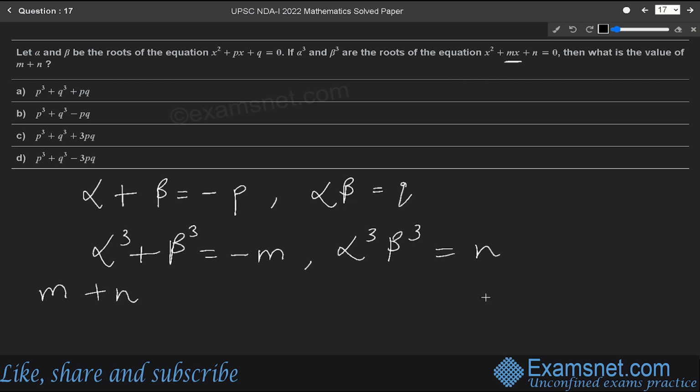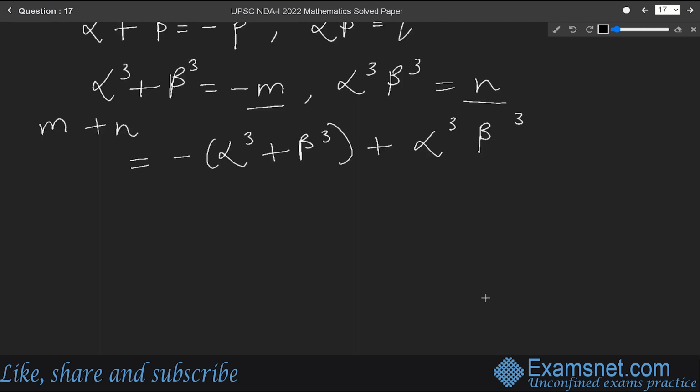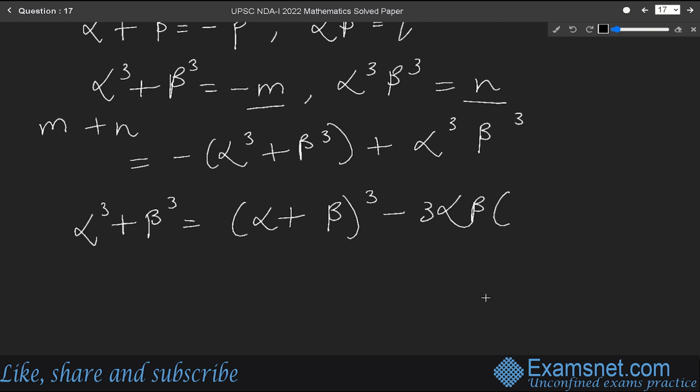You can see we have already got the value of n, which is alpha cube into beta cube, and the value of m will be minus of alpha cube plus beta cube. So, m plus n will be equal to minus of alpha cube plus beta cube plus alpha cube into beta cube. Now there is a formula: alpha cube plus beta cube is equal to alpha plus beta whole cube minus 3 alpha beta into alpha plus beta.